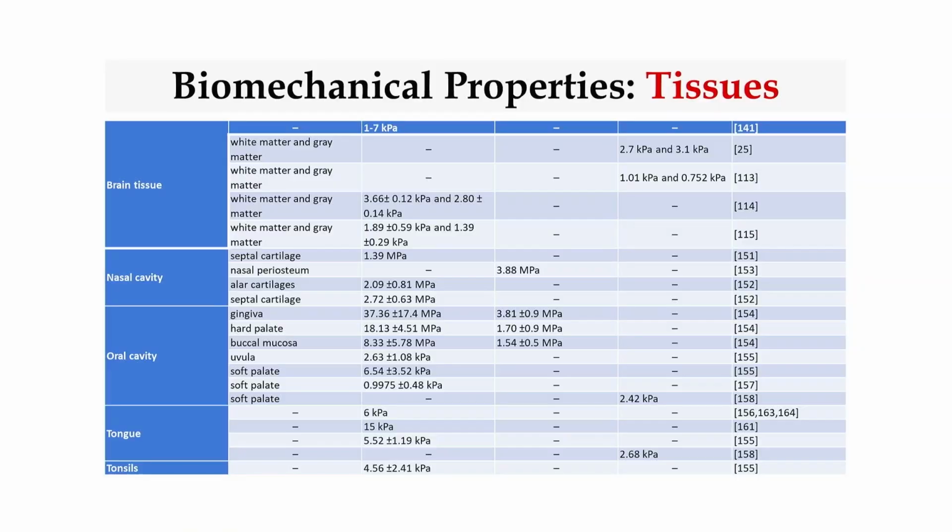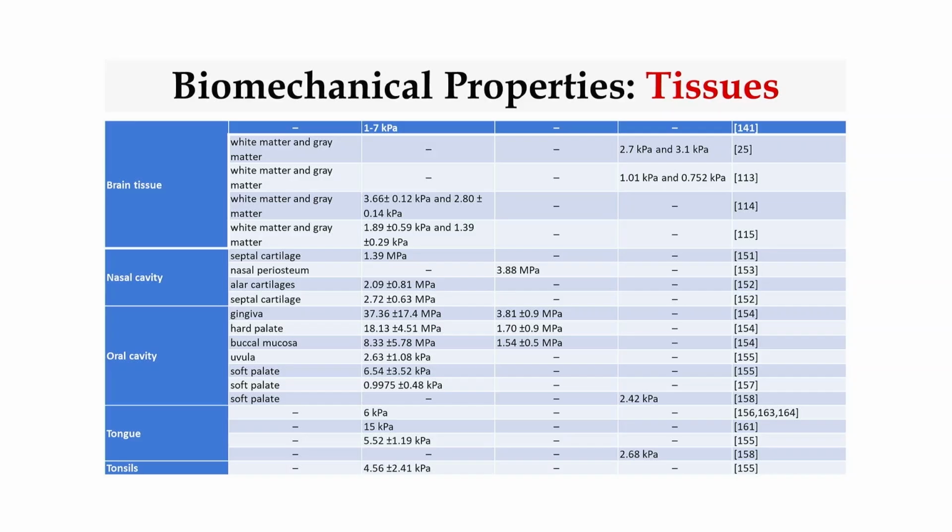Next is brain tissue. Brain tissue, white matter and gray matter. Several of the researchers have reported, like 114 citation, 115, these are indicative. I'll explain what that is, you can find them in the reference book, or the review article which I'll share, right? So these are some numbers, very low numbers. You are looking at kilopascals, 3.66 plus minus 0.12 kilopascals, right? And 2.80 plus minus 0.14 kilopascals. So the white matter and gray matter properties are a little different, right?